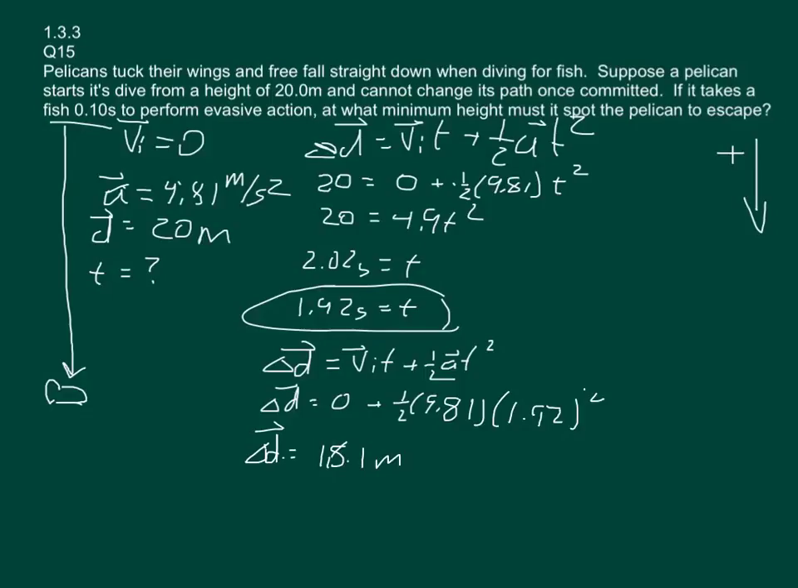So the pelican will have dropped 18.1 meters out of the 20. So that leaves how far above the fish? It looks like 1.9 meters then. So the fish must spot the pelican almost 2 meters above him, 1.9 meters, in order to avoid him.